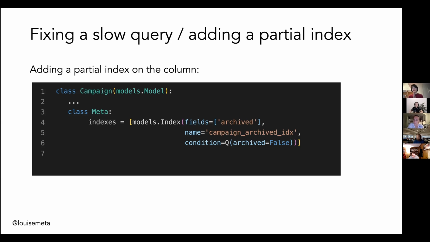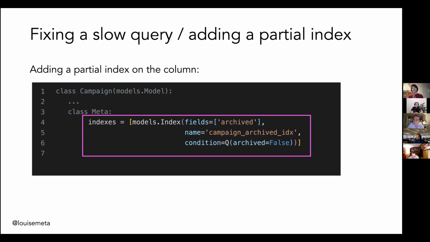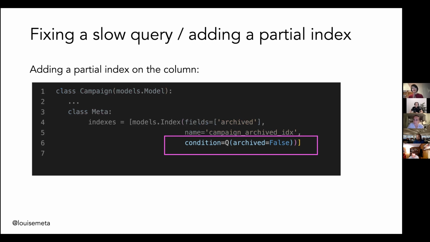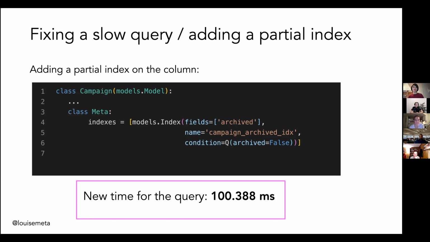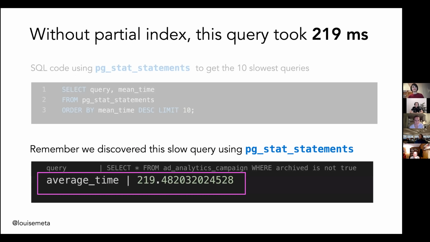So what I'm doing here is, instead of having a normal index, I'm adding a condition, and I want to only index the rows that are not archived, so that are my active rows. And that's easy to do with Django, because you have this models index where you can simply add a condition. And so my query time now is 100 milliseconds instead of 260, I think. Yeah, it was 219, sorry.